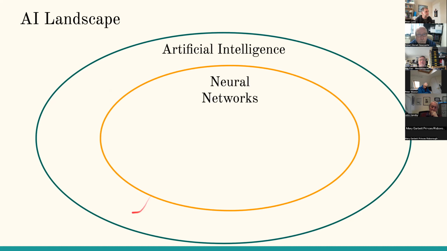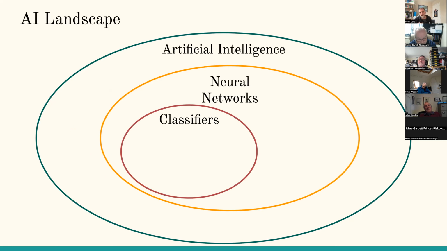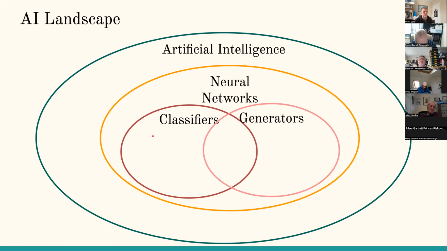If you were to work in this area, you can also implement artificial intelligence without neural networks, particularly in the long distance. Most implementations these days are using neural networks. Within neural networks, we have classifiers, which are really the older classical style of neural network implementations, and we've got the more modern generators.